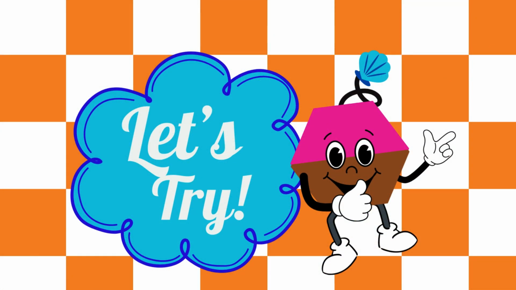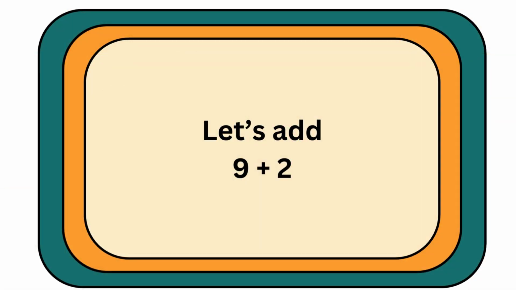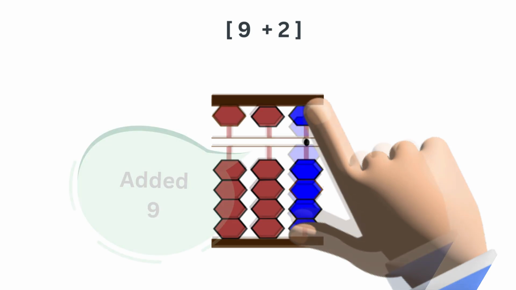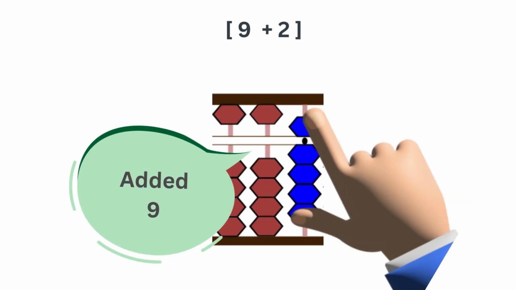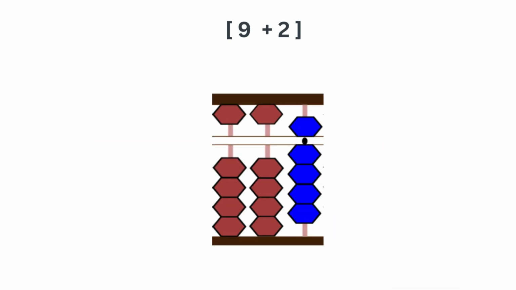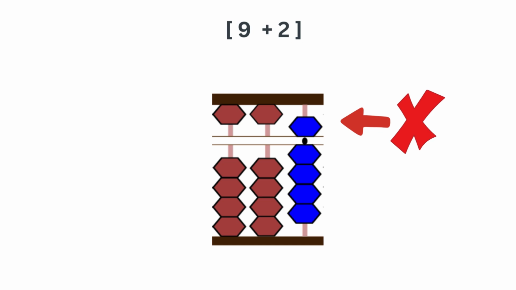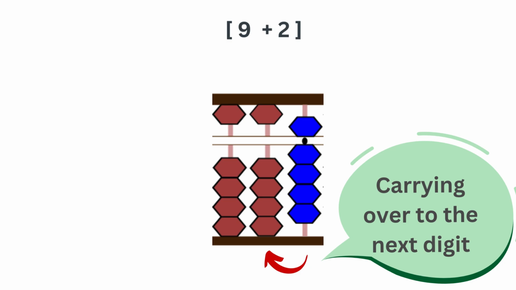Let's try solving one problem together. Let's use the abacus to add 9 plus 2 together. First, we add 9 in the ones place column. When we try to add 2 in the same column, we find there are no lower beads left and the upper bead 5 is not available either. So, we need to carry over to the next digit, making it 10.